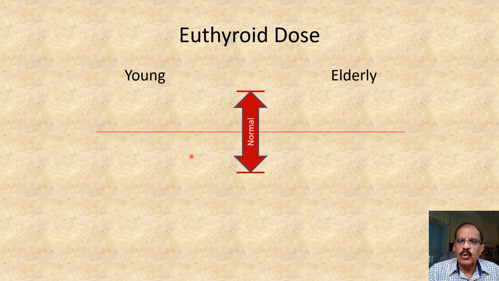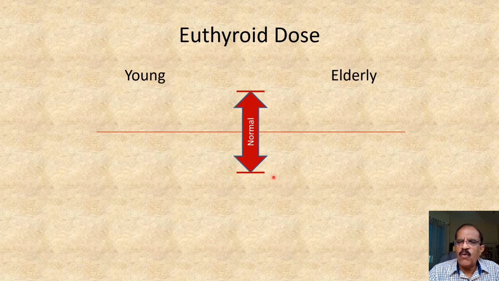Now, what is the euthyroid dose? Of course, you would guess that the euthyroid dose is when your T4 is within the normal range. Suppose this arrow gives you the upper and the lower limit of the normal range. So TSH should be within and T4 should be within the normal range.